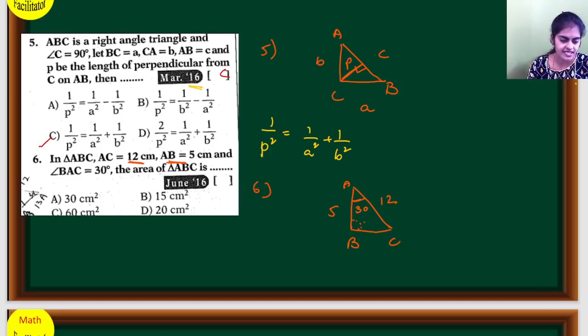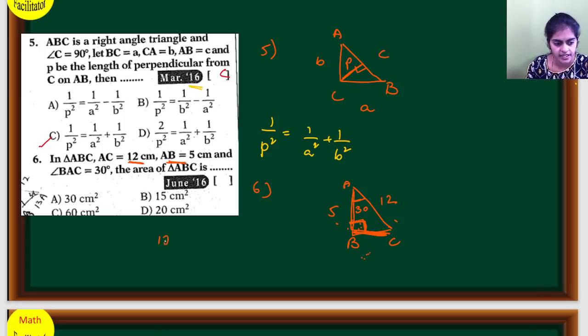So if I take this as a right angle triangle, if this is 5, this is 12. So what is this side? This side is how much? This is 30. So this side is the arm of a right angle triangle now.